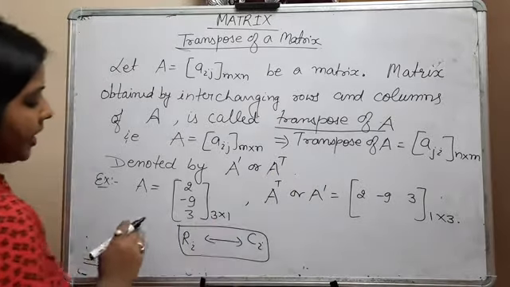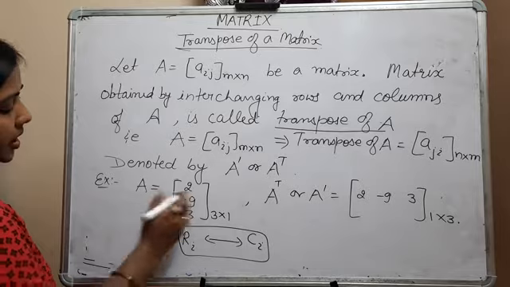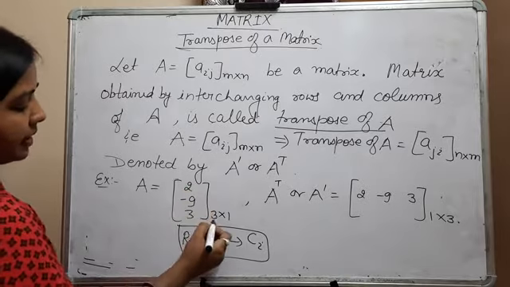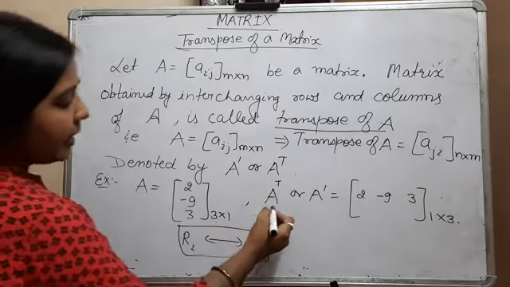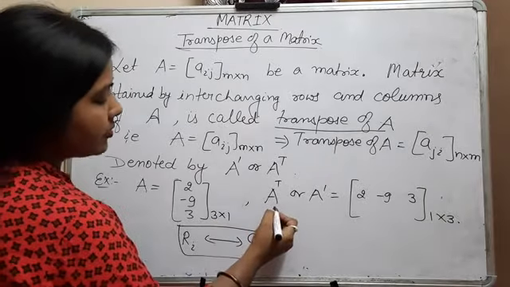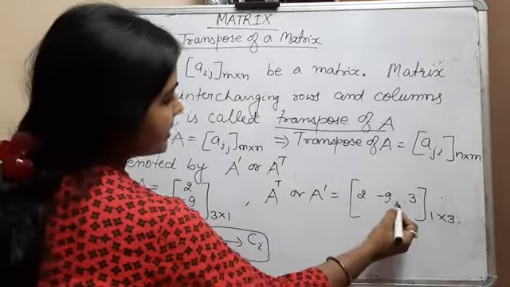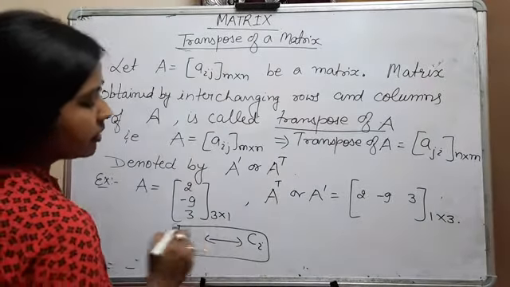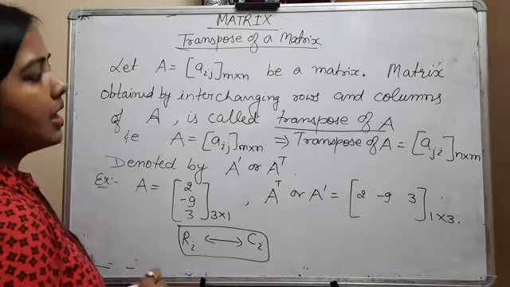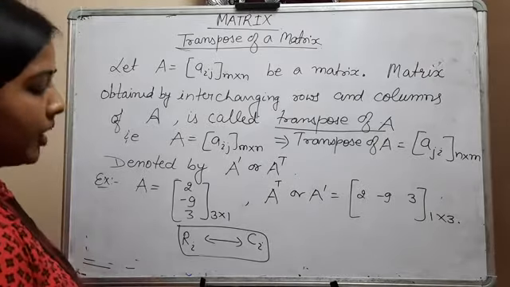So in the example I have taken here, matrix A is 2, minus 9, 3, of order 3 by 1, 3 rows and 1 column. When we find the transpose of A, it will be 2, minus 9, 3, meaning 1 row and 3 columns, interchanging rows with columns. So this is called the transpose of a matrix.